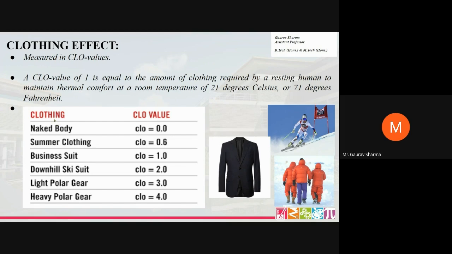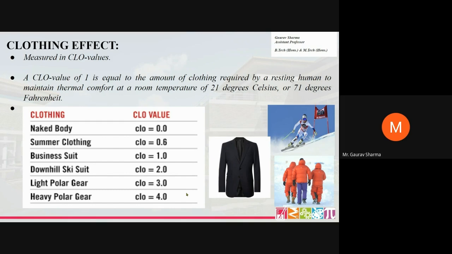Now, if we talk about clothing, for a naked body it is zero. For light summer clothing, it is 0.6. For a business suit, as you can see in this image, it may be 1. For a downhill ski suit, it may be 2. A light polar gear suit may be 3. A heavy polar gear suit, you can see the light and heavy polar gear suits, may be 4. So depending on that, your clo value will change.